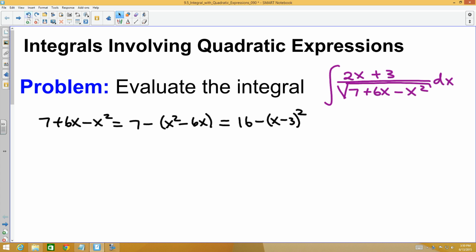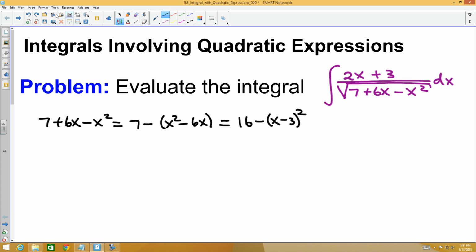So we want to complete the square of x squared minus 6x, and in doing so, we obtain 16 minus (x - 3) squared. If you complete the square on this term, you need half of 6, squared. So add it and subtract it. When you remove parentheses, half of 6 is 3, squared is 9. So you have 7 plus 9.